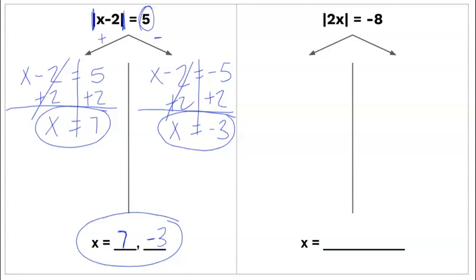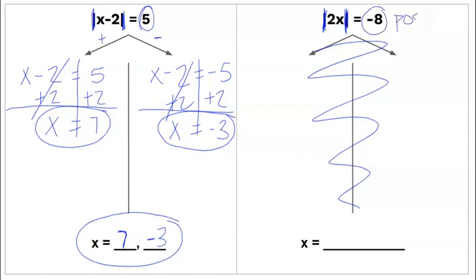All right, let's try another one. We have the absolute value of 2x is equal to negative 8. Now, this one's a tricky one. So we're not actually going to use this at all, because, what did I say at the beginning? Absolute value is always what?